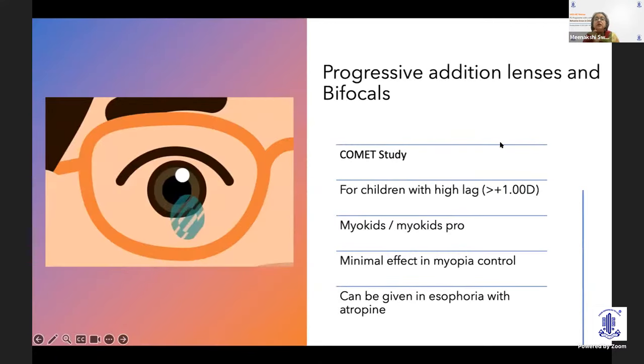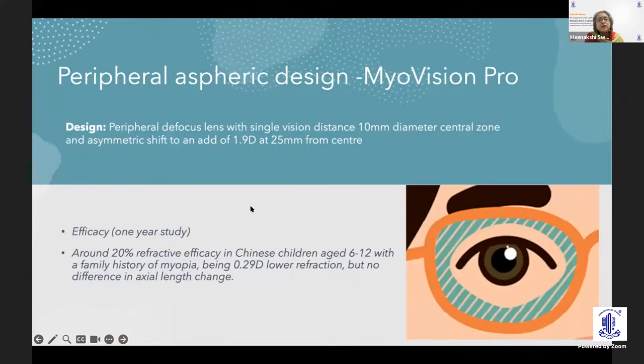So that is the basis of all the other important types of lenses that we have now. PALs, progressive addition lenses, and bifocals were found to be useful, especially the PALs in the COMET study. And you remember we talked about a high accommodative lag? If children have high lag, the PALs are useful. But for myopia control, they are not a big help. So if people ask you what is the role of PALs, it's only if you have detected high accommodative lag.